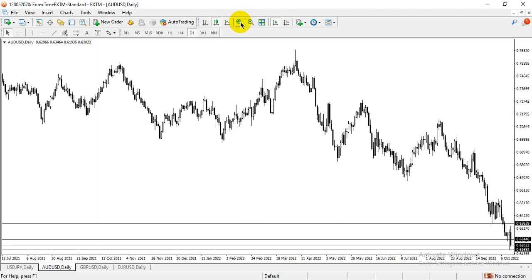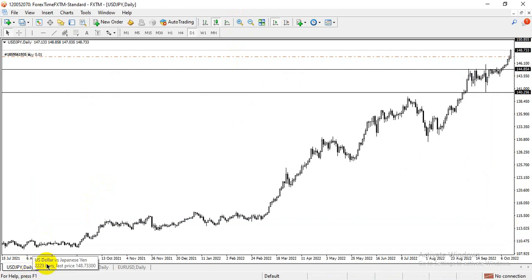So follow the trend. The trend is your friend. You need to make sure that you keep on saying that to stay safe, again and again. Follow the trend. The trend is your friend. So look at the Aussie JPY market.